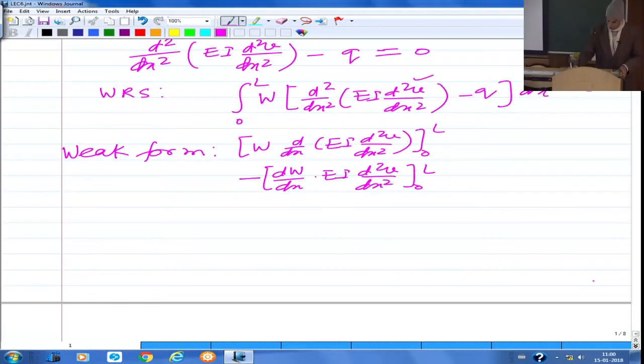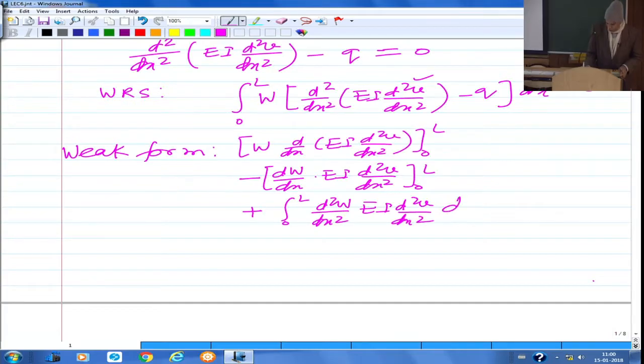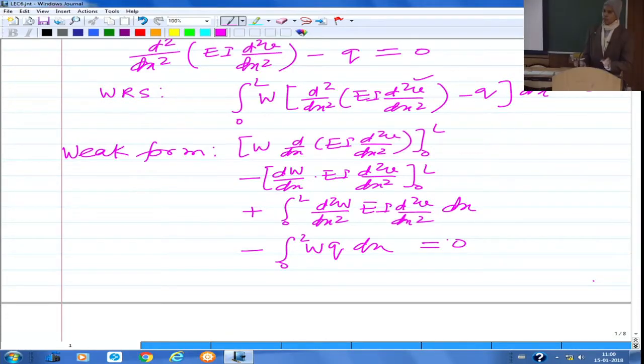Finally you will have plus integral 0 to L d2w by dx square into EI into d2v by dx square dx, and of course the last term is minus integral 0 to L w q dx is equal to 0. This you will get as your weak form. I have written this directly. You first do the integration by parts once for the first term, and then you have one boundary term and one integral term. For the integral term, do the integration by parts once again. This is what we finally get.